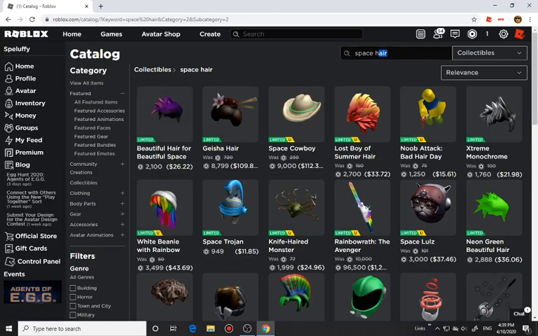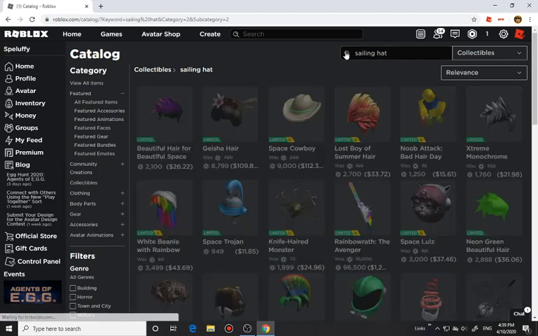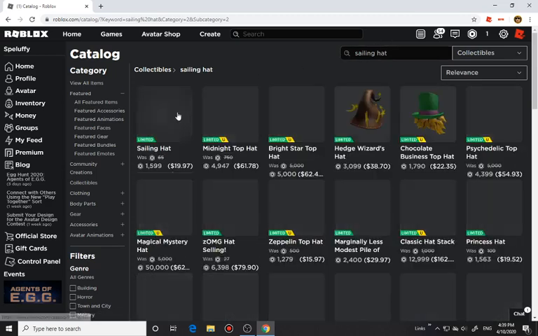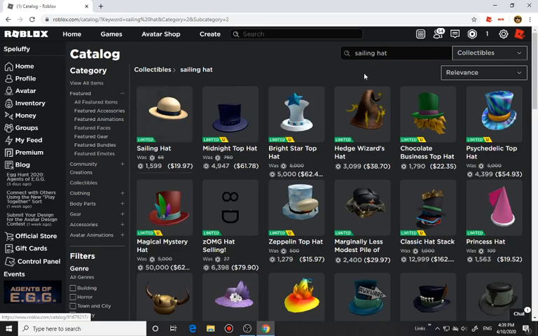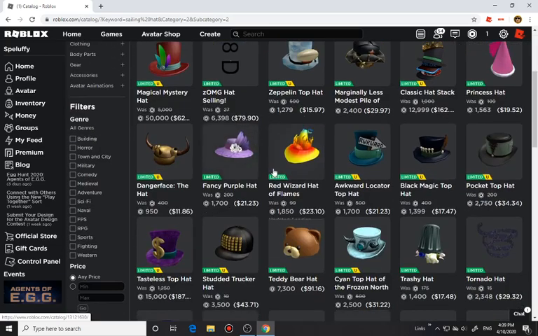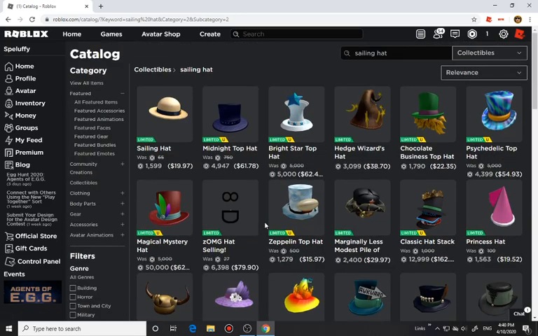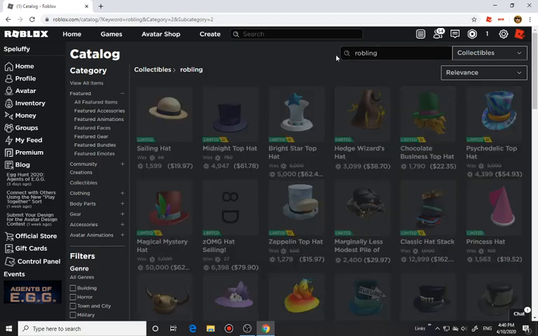I'm trying to think what other items have high demand. Sailing Hat, I believe, has a lot of demand. Yeah, Sailing Hat does have a lot of demand. It gets a lot of purchases. So you can see that some items do get a lot of purchases. Some items are not favorable at all, like whatever these items are, but you'll get the hang of it when you see other items that are high price. I'm trying to think of any other. Robling is a high one.